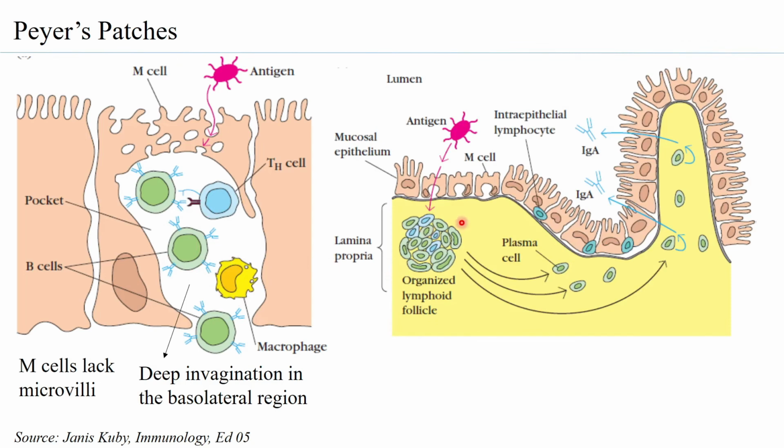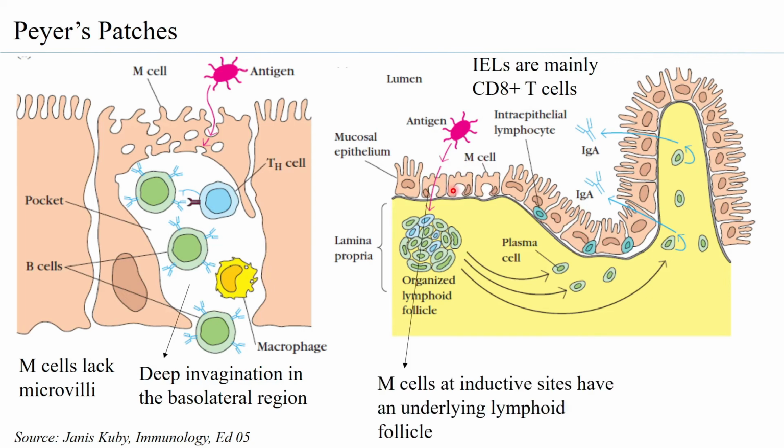Now let us look at what you actually see. Okay, so we mentioned that within the epithelial lining you will find the IELs, that is, intraepithelial lymphocytes. These are the intraepithelial lymphocytes that are present, and these are generally CD8 plus T cells. So they are T cells per se.